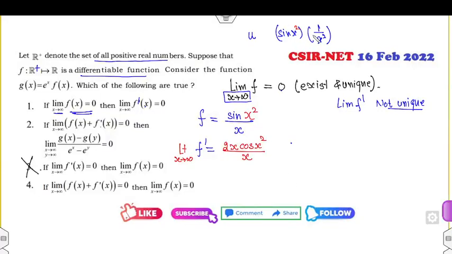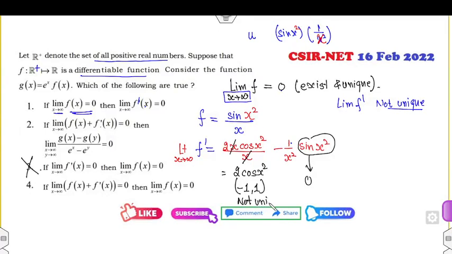Fine. If I take this is x square and this is x and minus 1 over x square into sin x square. Then what is the limit? This limit will go to 0 because this is my bounded function and this 1 over x goes to 0. You can see this term will go as cos x square. What is the limit as x approaches infinity? Any number lying between minus 1 to 1. That means it is not unique. Once it is not unique, that means the limit of f dash does not exist. Once it does not exist, it can never be 0. Fine. So based on this, I have discarded the first and the third option.